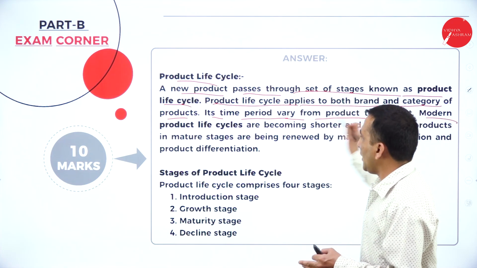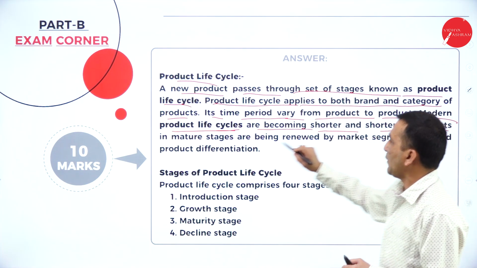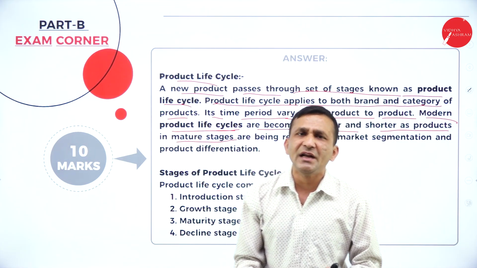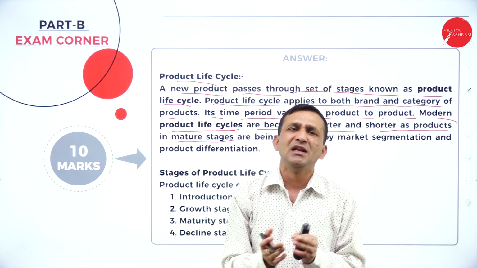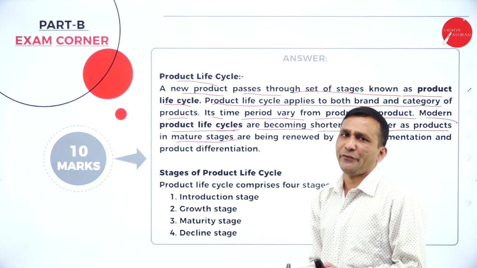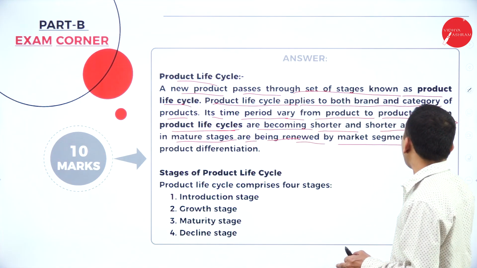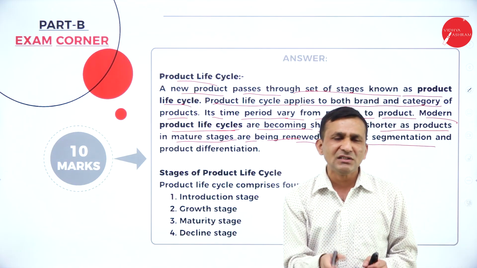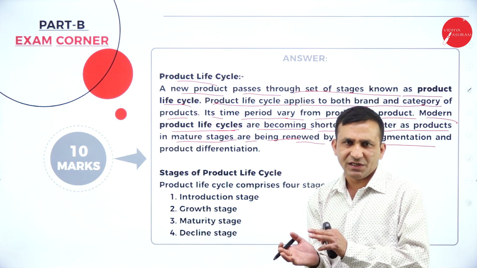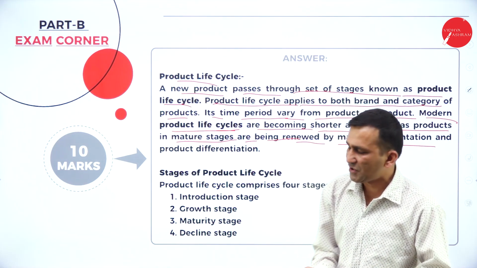So here the modern product life cycles are becoming shorter and shorter for a product in the maturity stage, because nowadays the consumers are getting plenty of products, similar nature of products they are getting. So the product life cycles, that's what we need to study perfectly, are being renewed by market segmentation at the time of launching a product, okay, which is the introduction stage ending with the decline stage. So if the company wants to extend, now it is going for the expansion stage.